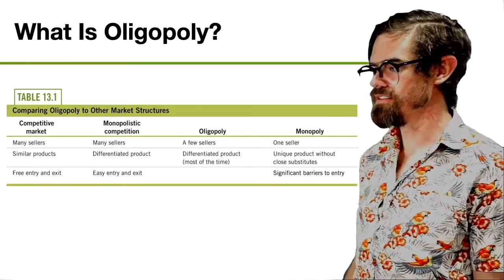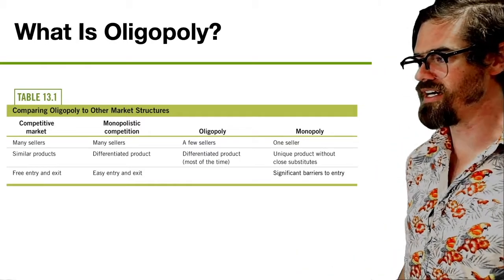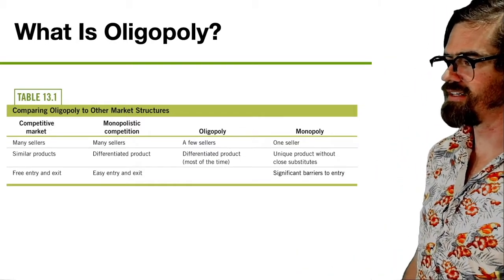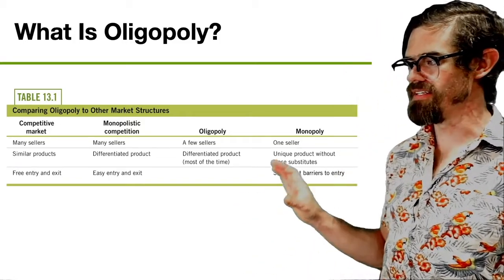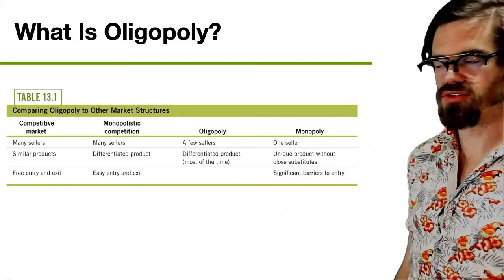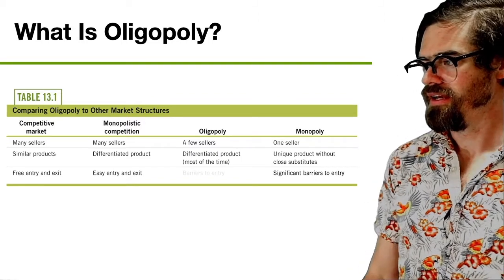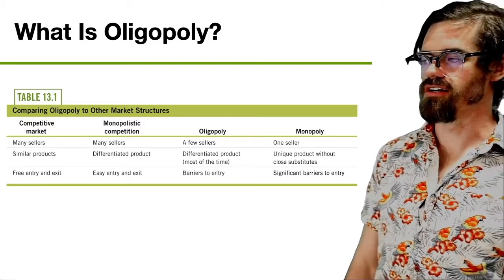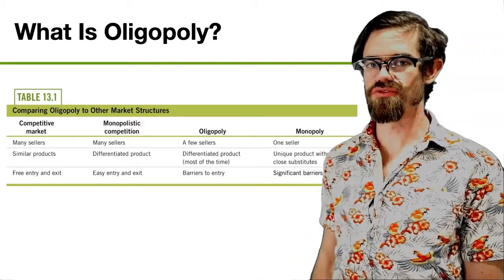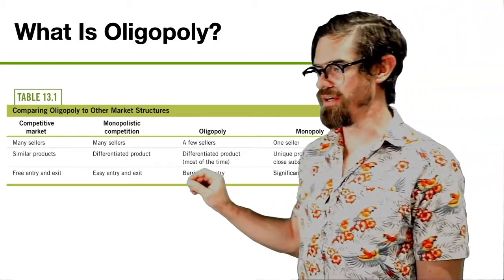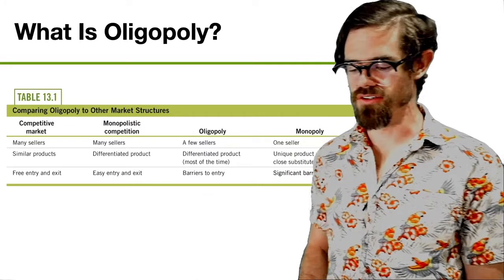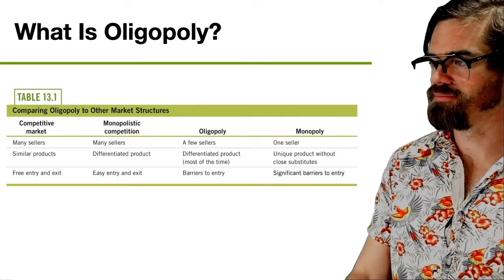In terms of their product, differentiated product most of the time, so not identical products, but not a unique product without close substitutes either. And as far as entry and exit, there are substantial barriers to entry, although not as high as monopoly, obviously, but not as low as these other types of firms on the other end of the spectrum.